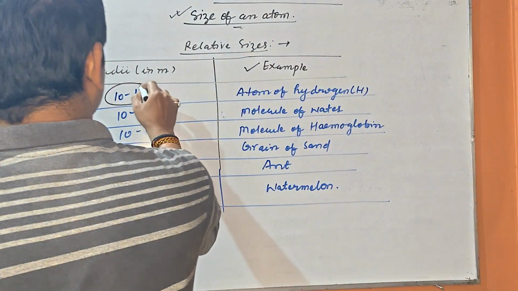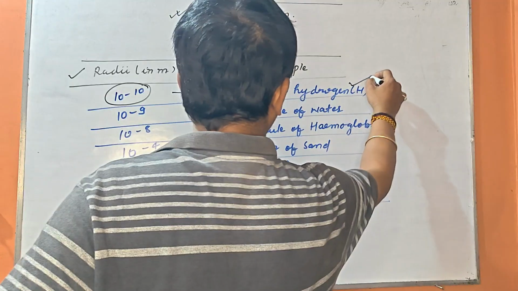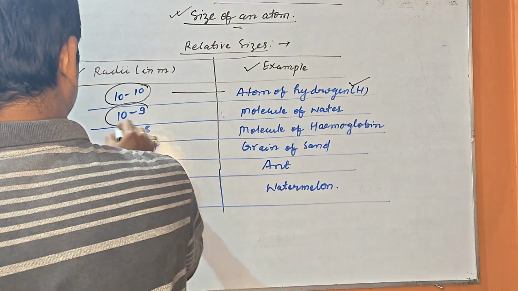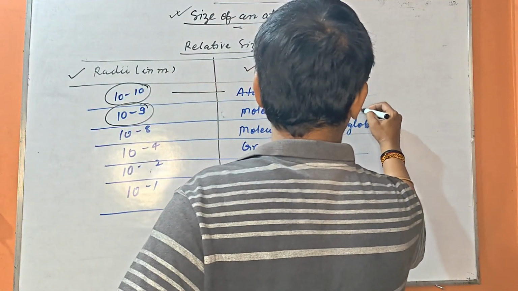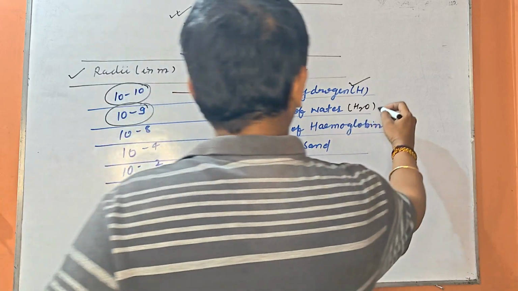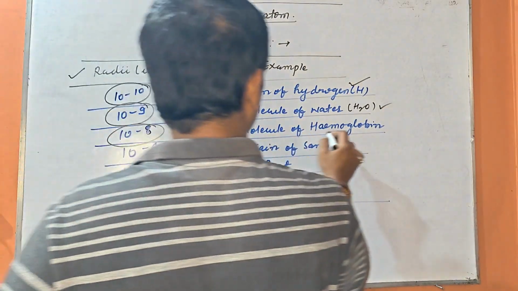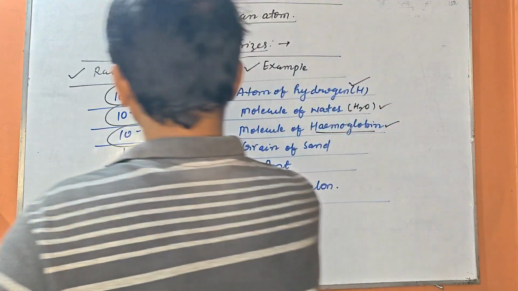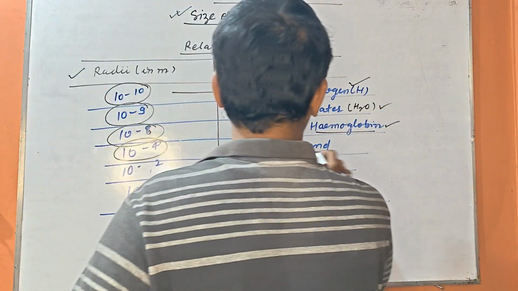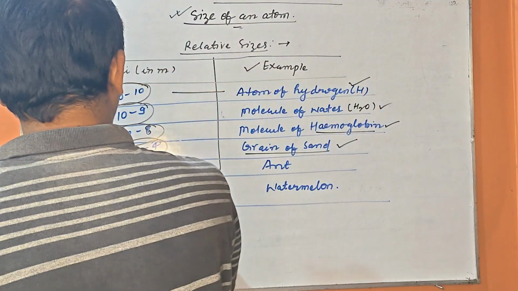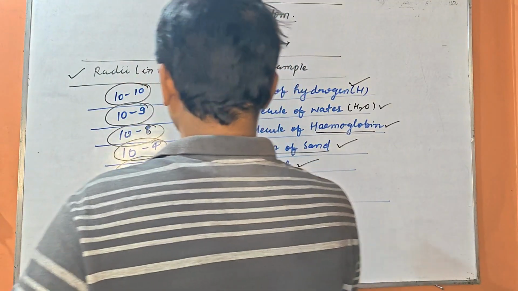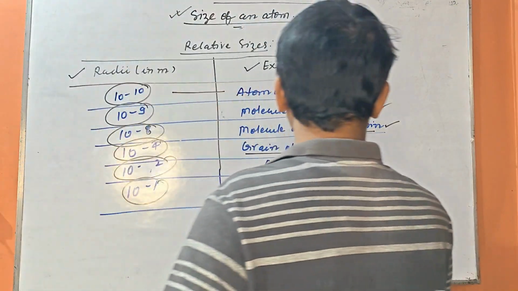10 to the power minus 10, the atom of hydrogen H. 10 to the power minus 9, the molecule of water H2O. 10 to the power minus 8, the molecule of hemoglobin. 10 to the power minus 4, grain of sand. 10 to the power minus 2 and 10 to the power 1, that is a watermelon.